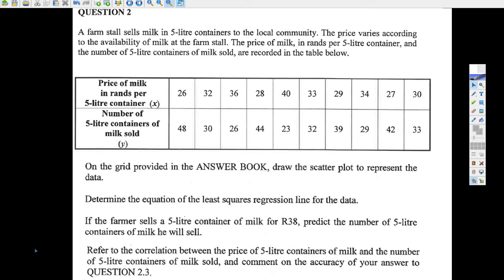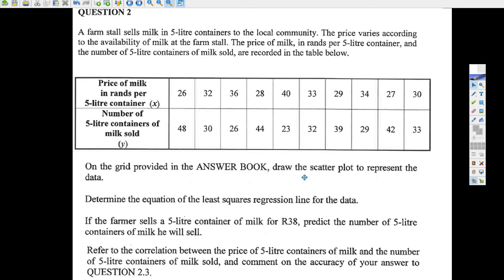Okay, here's the second question in the statistics part of this paper. And here we go. A farm sells milk in 5-liter containers to a local community, and the price varies according to how much milk is available at the farm stall. The price of milk in rands per 5-liter container and the numbers sold are in this table. And they tell you right here on the x-axis, we have these x values, 26, 32, and so on. And on the y-axis, we have these values.